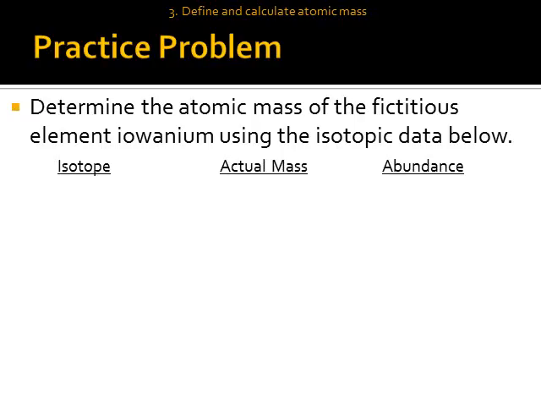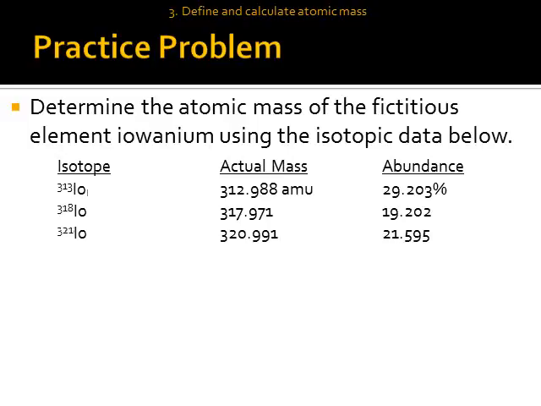Alright, here's a practice problem. I want you to determine the atomic mass of the fictitious element iowanium using the isotopic data below. And here's the data. In this case, we have 3 isotopes. And just like before, you're going to find the weighted average mass of these isotopes. So pause the video, try it yourself, and see if you get it right.